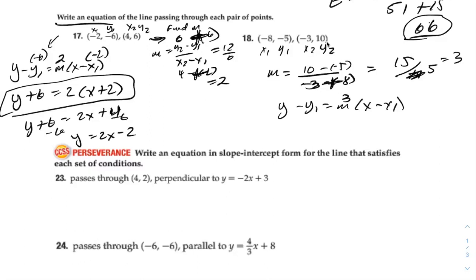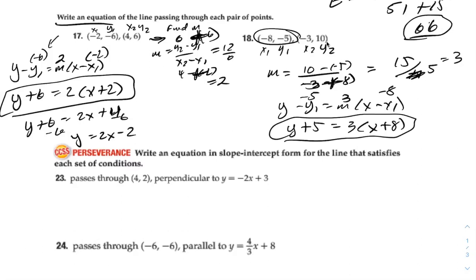My m is 3. x1, y1. Let's use that. No need to be fancy about it. So y plus 5 equals 3 times x plus 8. Again, did not say put in slope-intercept form, so I am good.